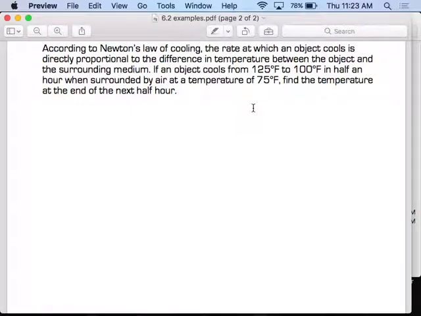According to Newton's law of cooling, the rate at which an object cools is directly proportional to the difference in temperature. Okay, hold on, let's stop there for a second. Let's start writing some of this stuff down. The rate at which an object cools, how can we express that? Okay, so let's use y as the temp of the object. And the only reason I'm using y is because that's what I used in my notes. T is time.